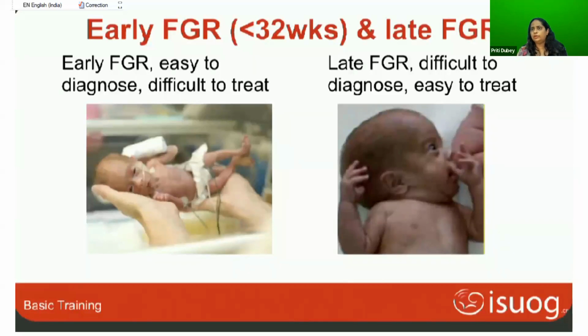Early FGR you will know early. It is very easy to diagnose because all the parameters will fall below the 10th centile. But in late FGR, the baby will be either low for gestational age or appropriate for gestational age. So it is very difficult to diagnose as FGR. These babies are AGA babies, that is, appropriate for gestational age. The only way you can diagnose late FGR babies is by doing Doppler.